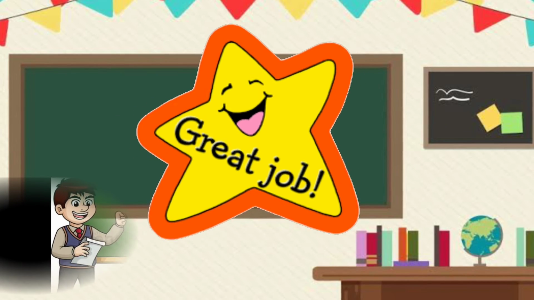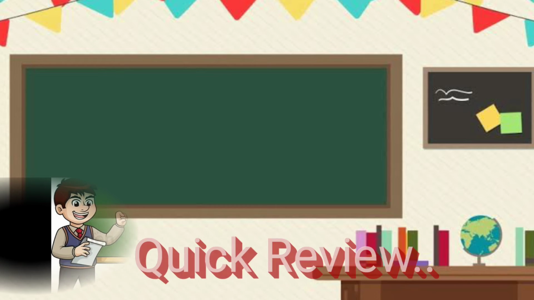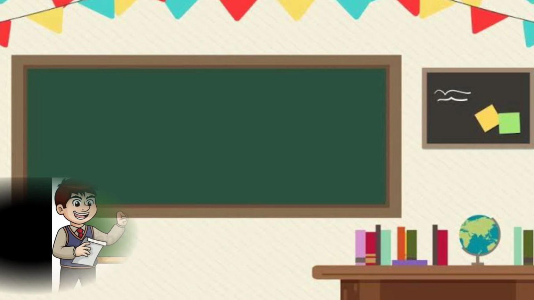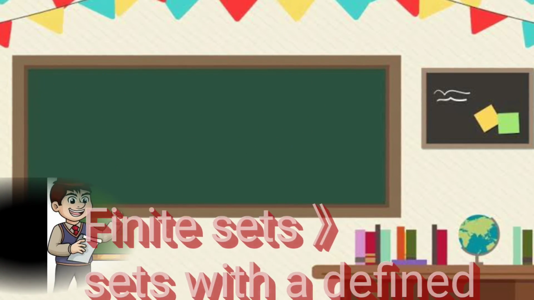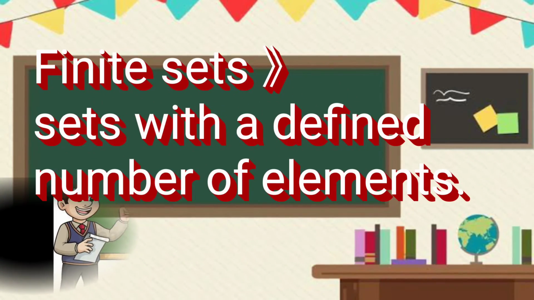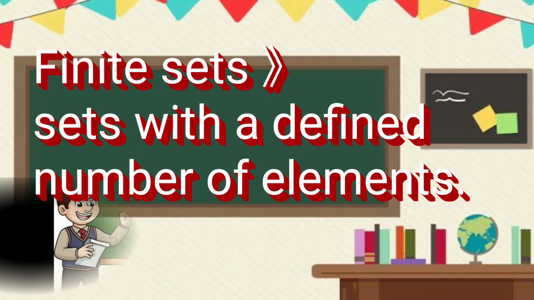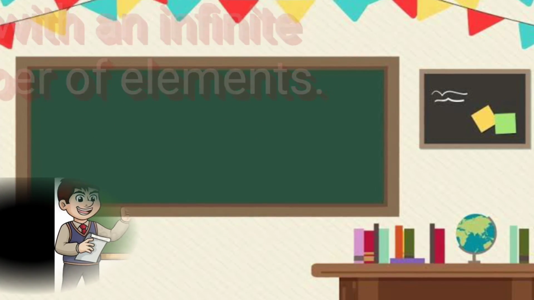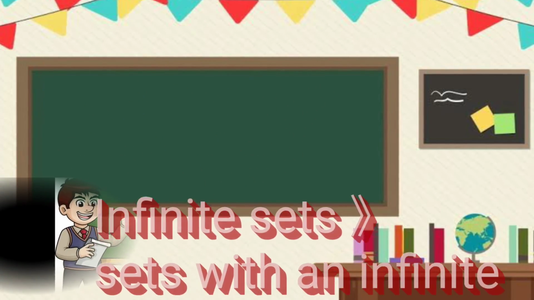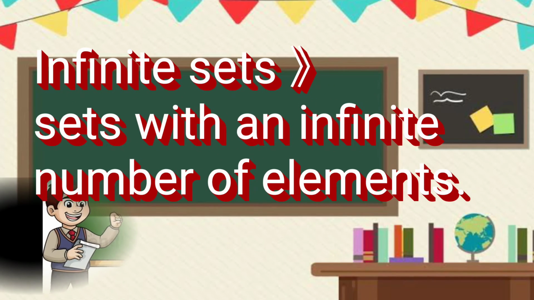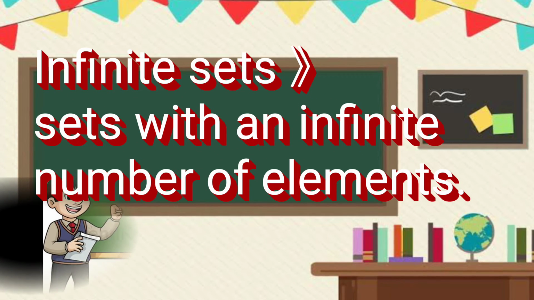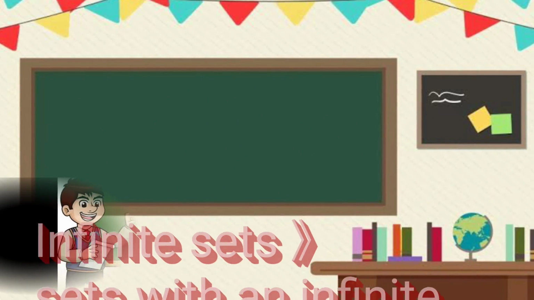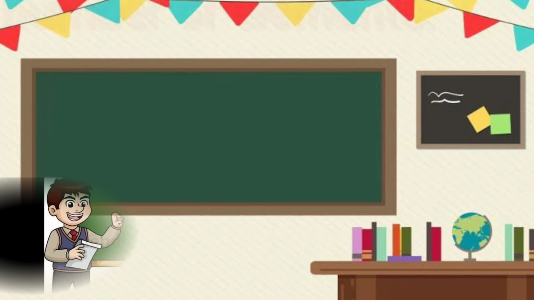Okay, did you understand? Okay, a quick review. The kinds of sets are finite sets, which means the sets with a defined number of elements. So meaning, elements are countable. The second kind of sets, we have the infinite sets. The sets with an infinite number of elements, in the presence of the symbol ellipsis.